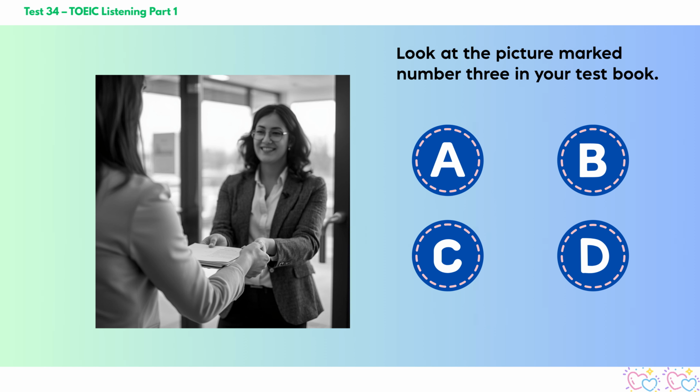Look at the picture marked number 3 in your test book. A. Documents are placed on the table. B. The worker is using a printer. C. The employee is handing papers to a colleague. D. Chairs are being rearranged.